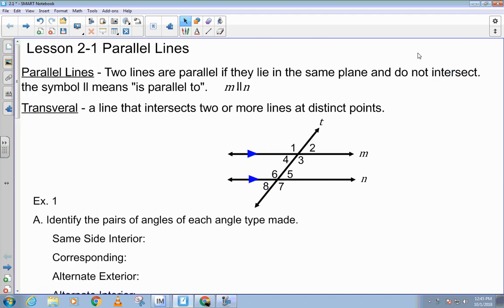Alright, so we're talking about parallel lines, and parallel lines are two lines that lie in the same plane and do not intersect. And this little symbol right here, little mini parallel lines, is the symbol for "is parallel to." So you would read this as n is parallel to m. A transversal is a line that intersects two other lines in two distinct points. So this line right here is called a transversal.